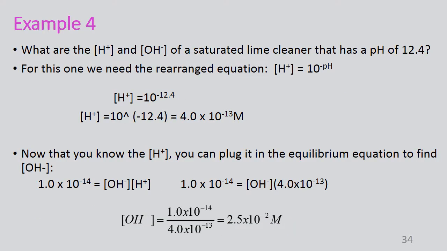All right, example 4. What are the H plus and OH negative concentrations of a lime cleaner that has a pH of 12.4? So again, we use that other equation because now we know the pH, but we don't know the H plus. So H plus equals 10 to the negative pH. 10 to the negative 12.4 gives us 4.0 times 10 to the minus 13th. That's the H plus concentration. Now that we know the H plus, we can use the other equation, 1.0 times 10 to the minus 14th divided by H plus, 4.0 times 10 to the minus 13th, to give us the OH negative, which is 2.5 times 10 to the minus 2 molar.